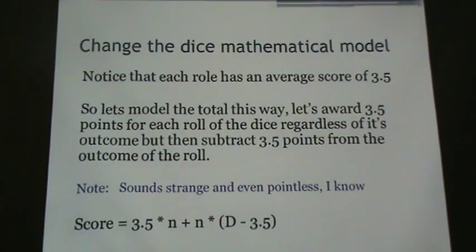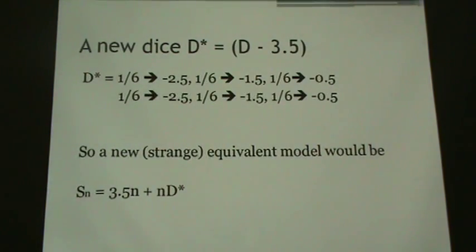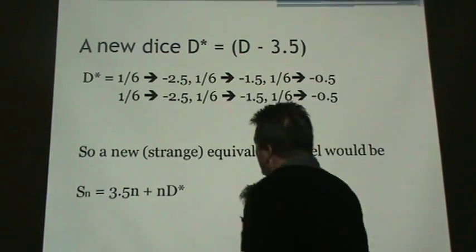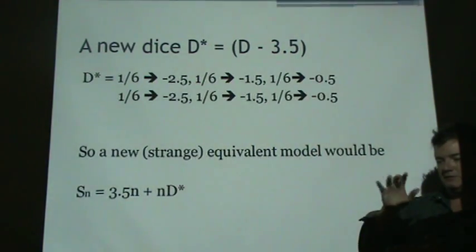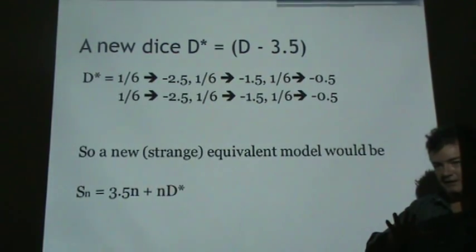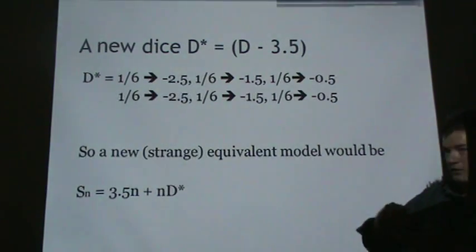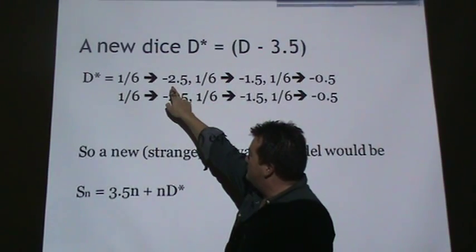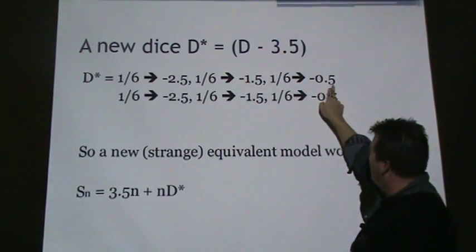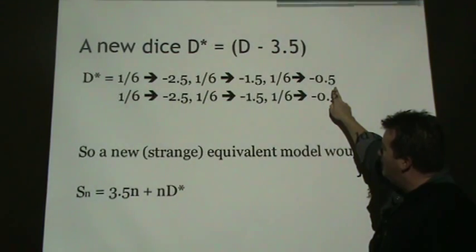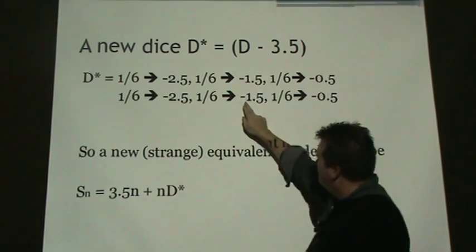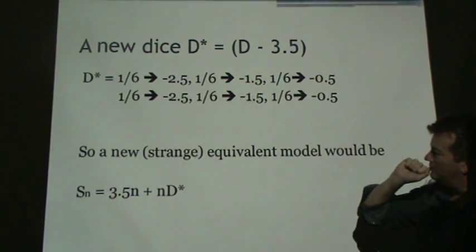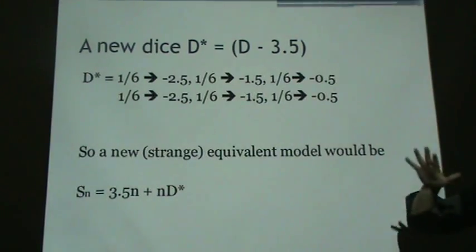So maybe for now it's just some cosmetic difference. Now let's invent a new dice. Instead of the dice having 6 faces, and the faces being 1, 2, 3, 4, 5, and 6, let's make a new dice, and we'll put on its faces -2.5, -1.5, -0.5. Oh, this should be +1.5, +1.5, and +0.5. Sorry about that, but you get the idea.